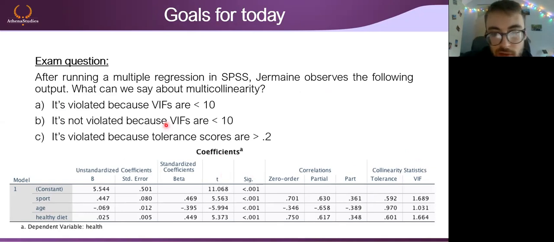It's not violated because VIFs are smaller than 10, indeed. Because the tolerance values are all bigger than 0.2 and the VIFs are smaller than 10. And as you can see, the overall average is not too different from 1, not like a 6 or something like that.